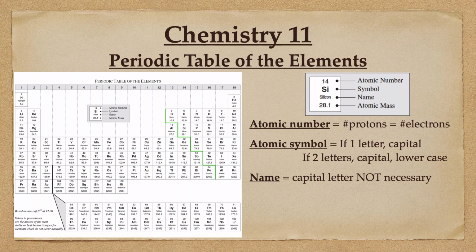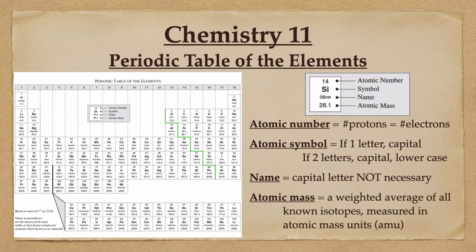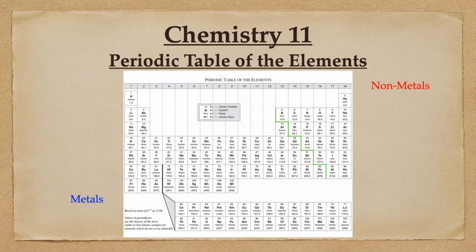So in the example I've given here, I've got the atomic number of silicon is 14, the symbol is capital S, lowercase i, and the name silicon. The fourth piece of information that's very important when we're doing calculations is the atomic mass. The atomic mass is recorded in atomic mass units, and on standard periodic tables, it will be a weighted average of all the known isotopes of that particular element.